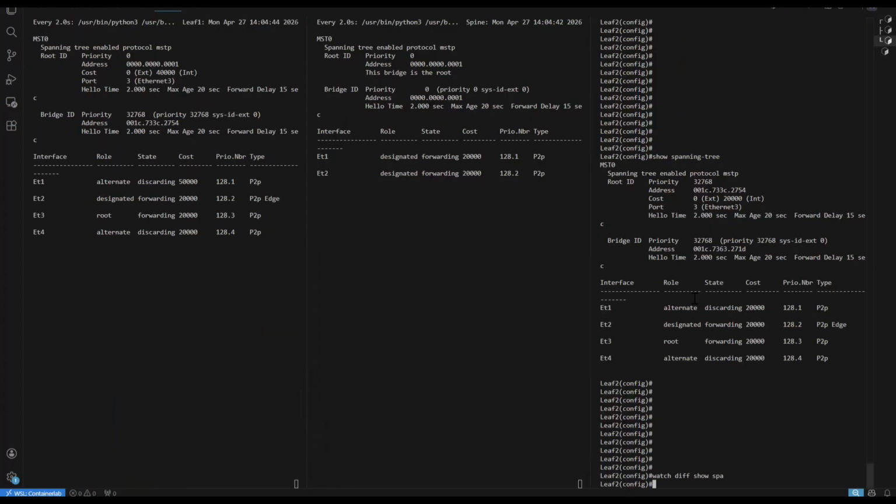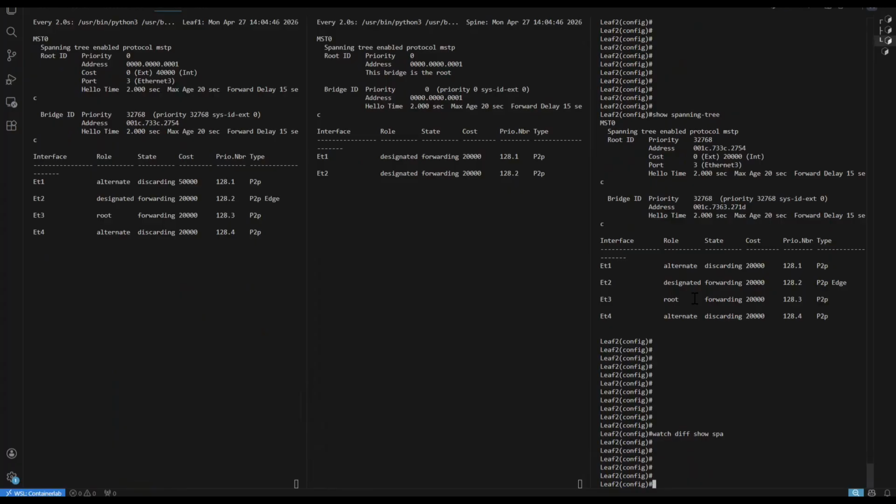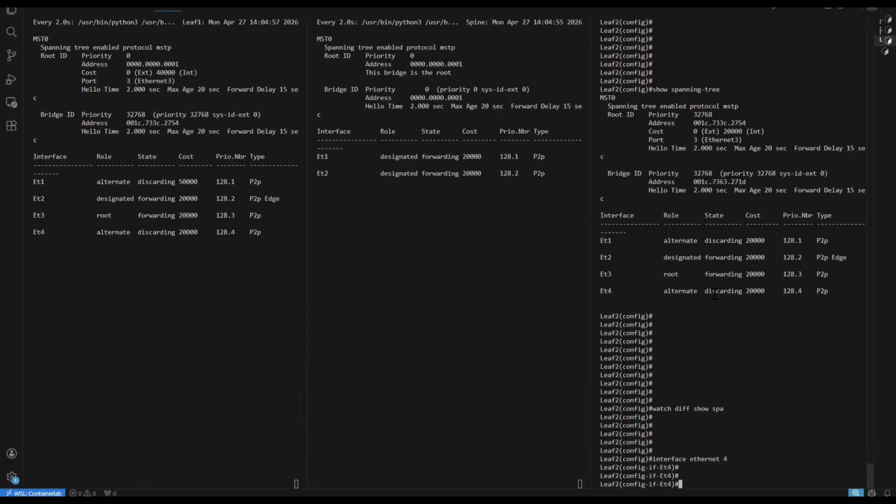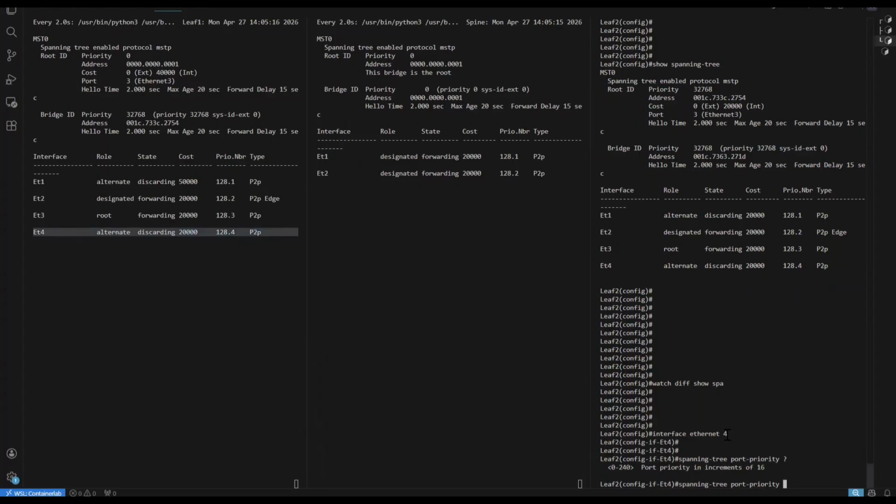I'm going to go to leaf 2 and say interface Ethernet 4. You can see here right now Ethernet 4 is alternative, here also Ethernet 4 is alternative. Right now the priority is 128. Now spanning-tree port priority: I can configure a value between 0 and 240, in increments of 16.